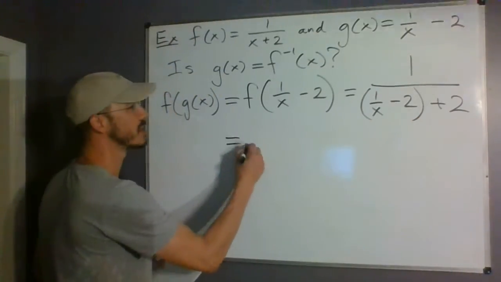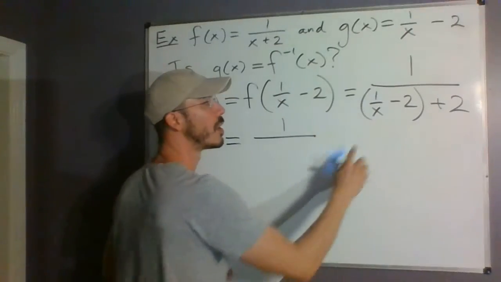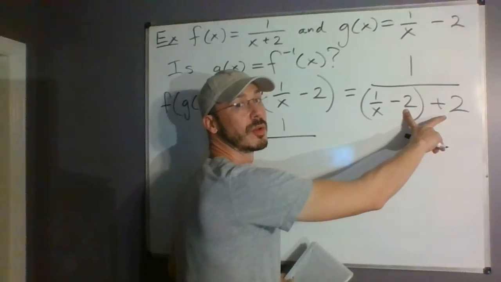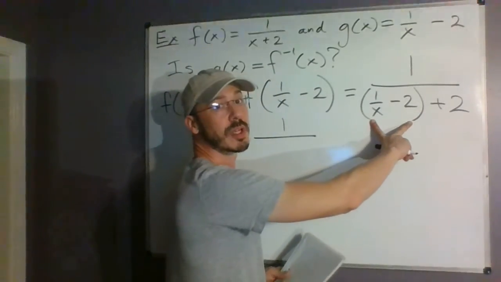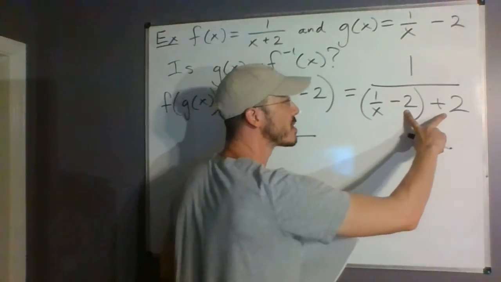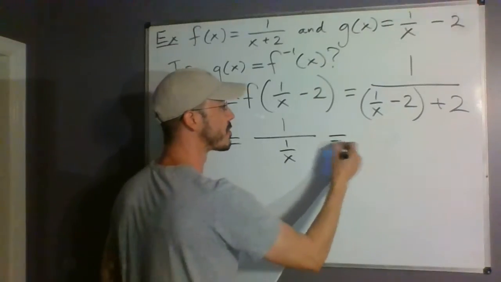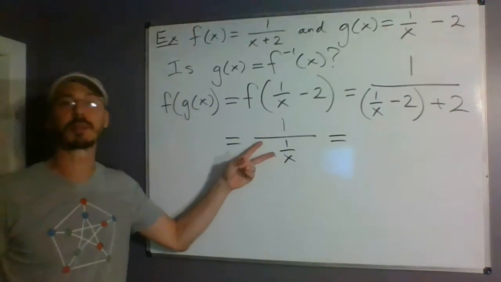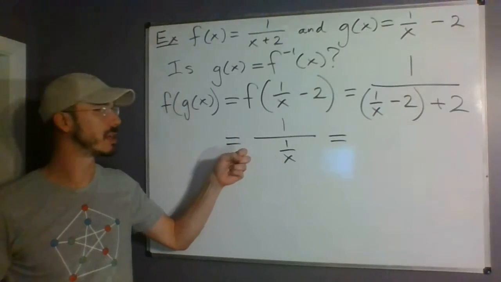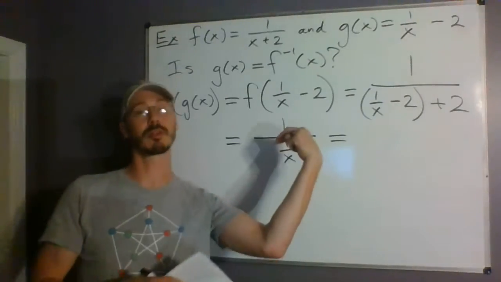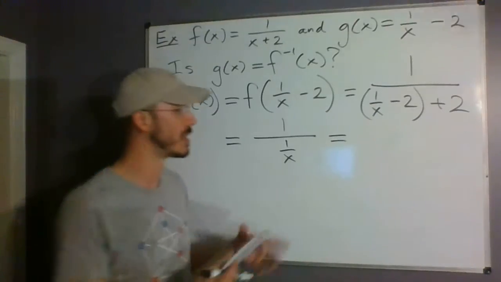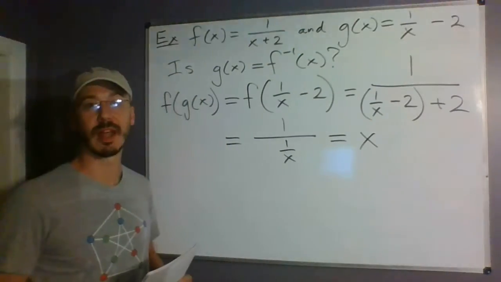And now if I simplify this, this is 1 over x minus 2 plus 2. So these parentheses aren't actually grouping anything that needs to be distributed. I can just drop them. But minus 2 plus 2, those cancel, leaving 1 over x. So the reciprocal of x is one way to look at this. Another way to look at it is I'm dividing by a fraction, so I need to multiply by the reciprocal, as in 1 times x over 1. Either way, that gives me just x.